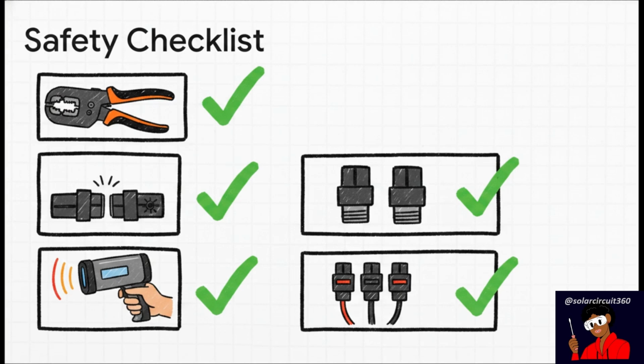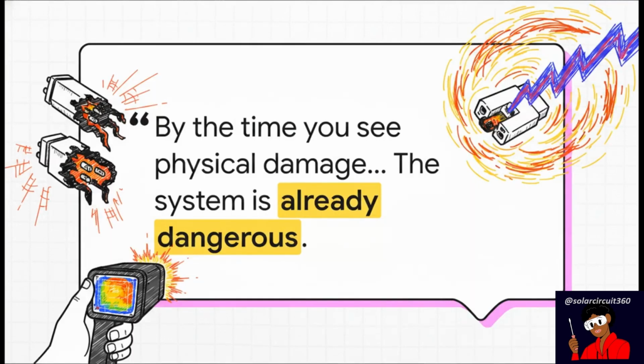Never mix connector brands unless they are explicitly certified as compatible. Perform periodic inspections, especially on those high-current arrays. And crucially, use a thermal camera for early hotspot detection. Using the correct specialized tools and ensuring absolute cross-brand compatibility, those are simply non-negotiable for system safety. And keep this in mind. By the time you see physical damage, the system has already been operating in a dangerous state. A simple visual observation of your solar array is almost never enough.